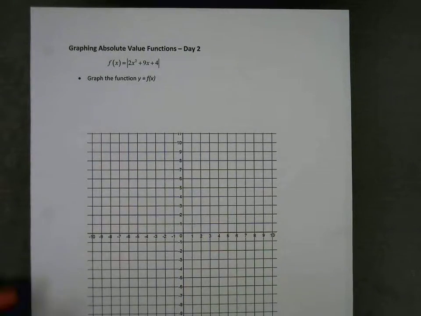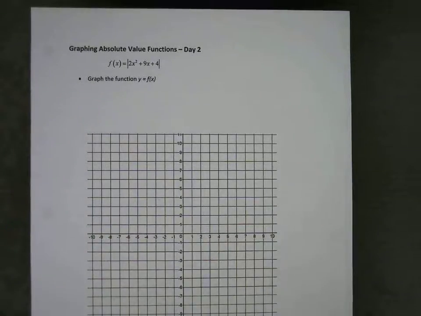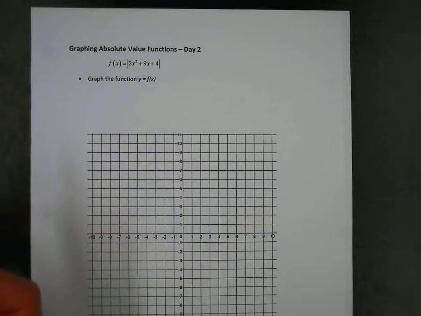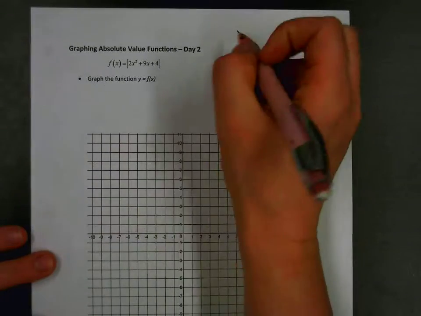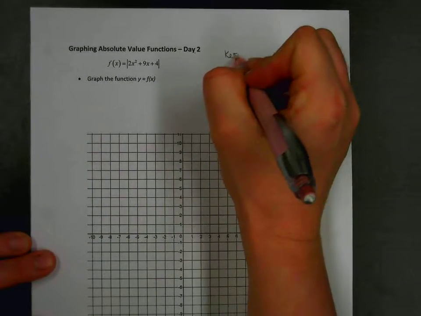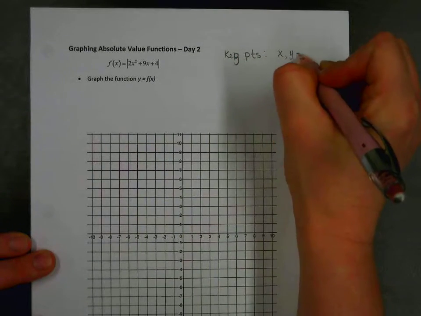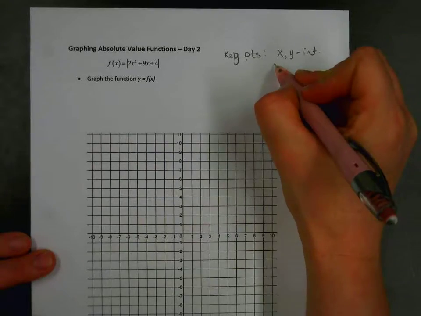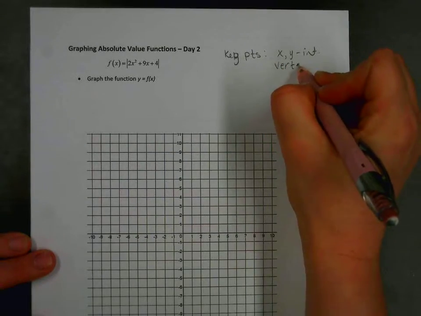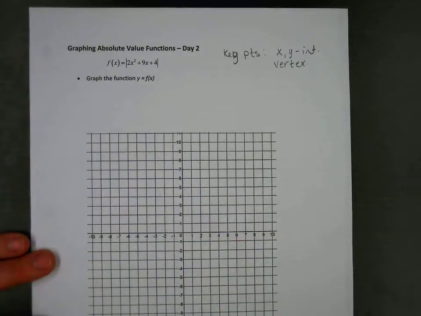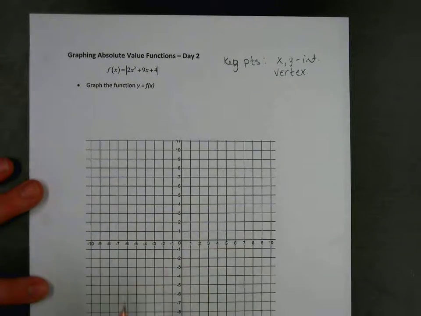Graphing absolute value functions that involve a quadratic. So now we have to go back to our quadratics unit and think about how I would initially sketch this graph. Some key points that we need would be the x and y intercepts, and obviously the vertex of the graph.